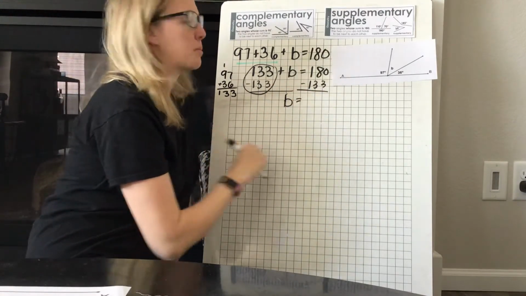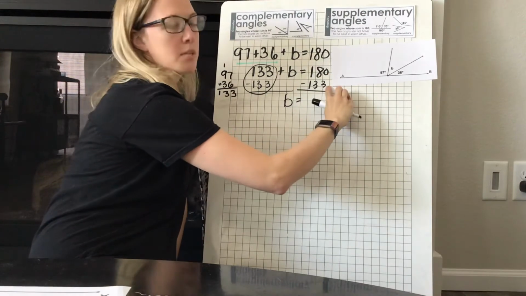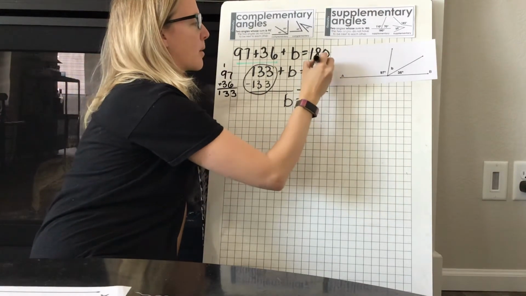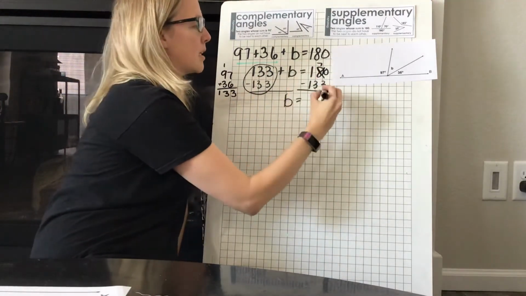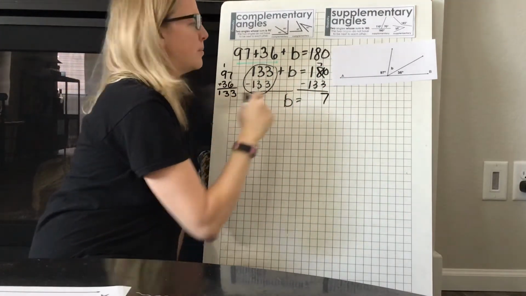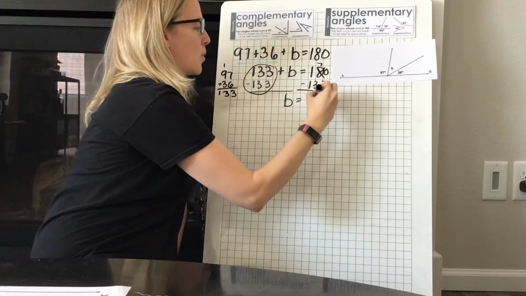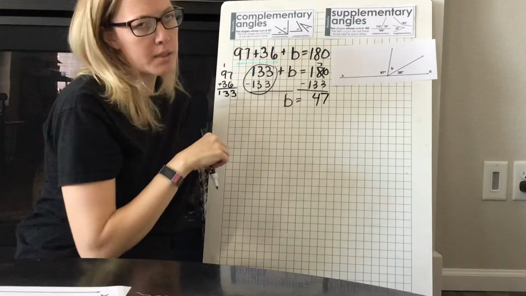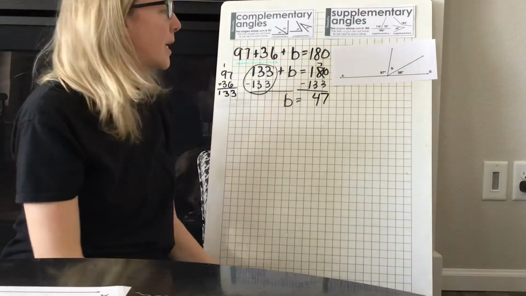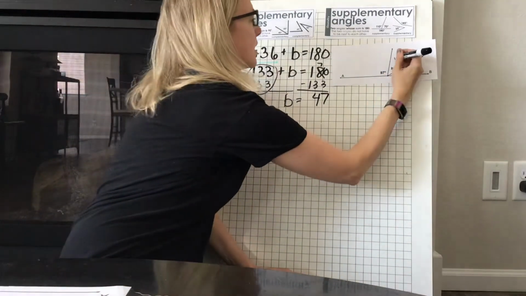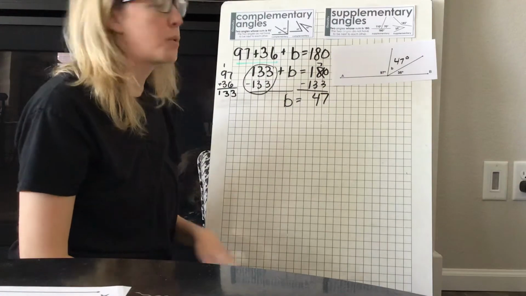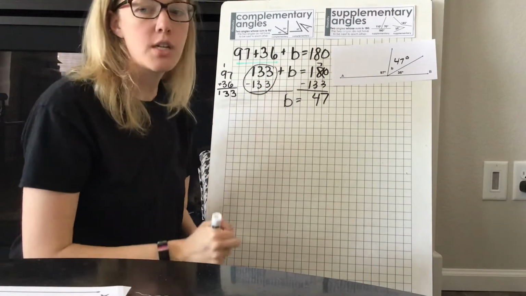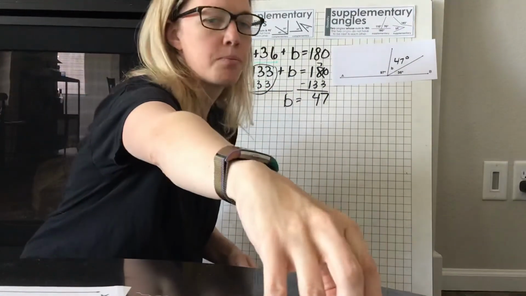Now I just need to do some subtraction. 0 minus 3 I can't do, so I'm going to need to borrow. That 8 becomes a 7, make that a 10. 10 minus 3, there's my 7. 7 minus 3 is 4, and 1 minus 1 is 0. So my angle over here, this angle here should be 47 degrees. So we were able to solve it with a one-step equation as well as combining like terms.